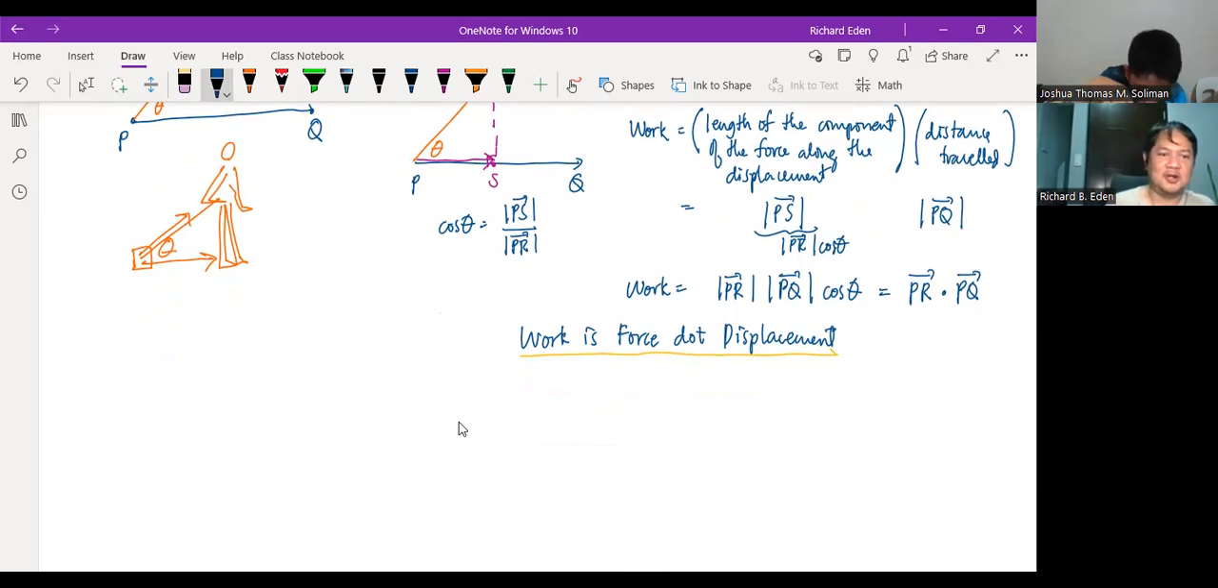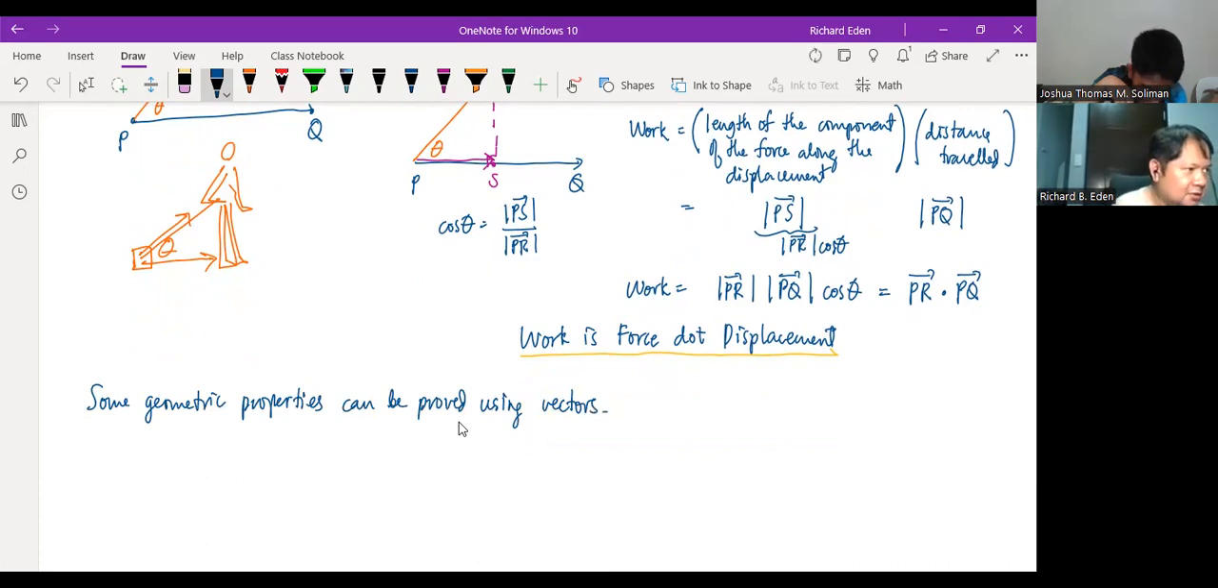Okay, so some geometric properties can be proved using vectors. Okay, let me look for what I had.